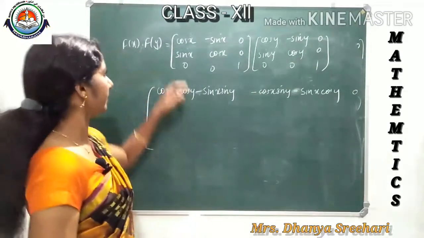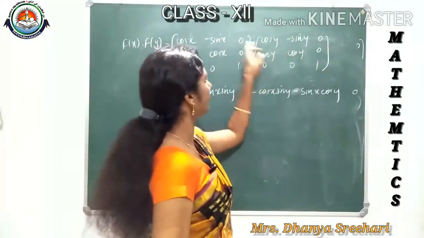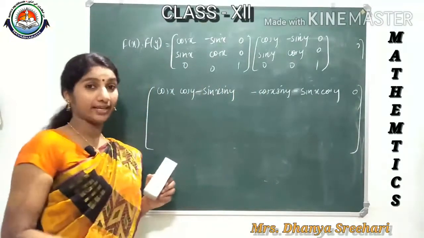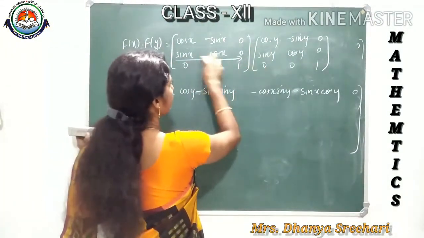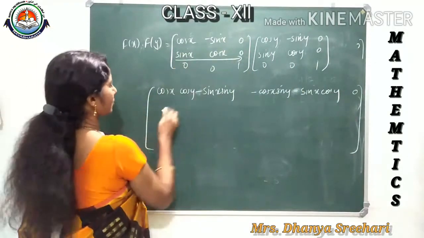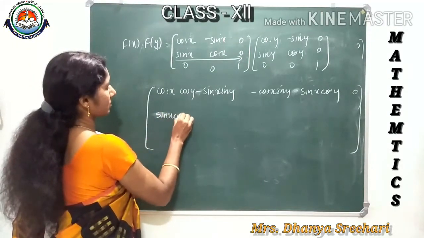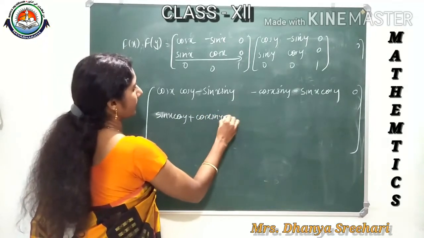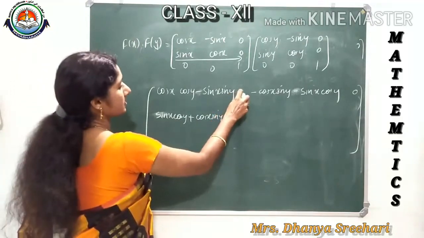How are we getting the third element? First row with the third column: 0 plus 0 plus 0. Clear? And to get the second row's elements: second row with the first column, second row with the second column, second row with the third column. So sin x into cos y, sin x cos y plus cos x sin y plus 0. Here also plus 0 is there, I just removed it.